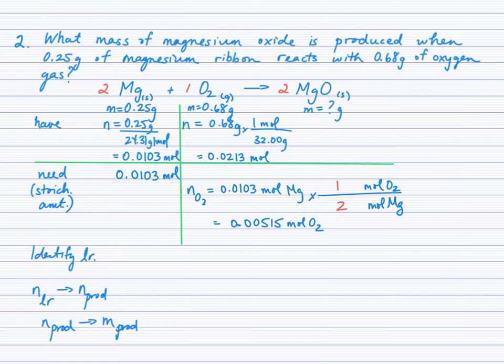Okay, now the big comparison. The question is, do I have enough? Right? What we're saying is that the stoichiometric amounts, this is like 0.00515 moles of O2. So here's our stoichiometric amounts right here. If this all reacts, then this is how much O2 we need. So the question is, do we have enough? Do I have enough O2?